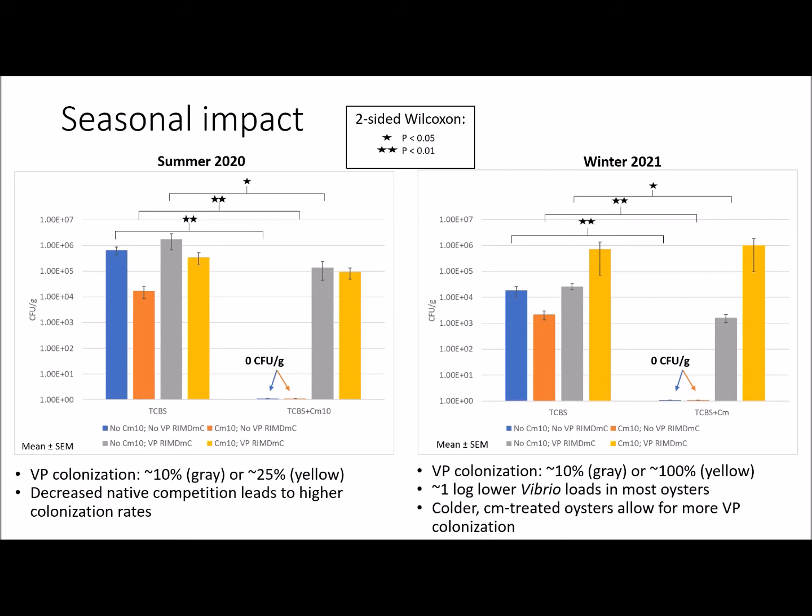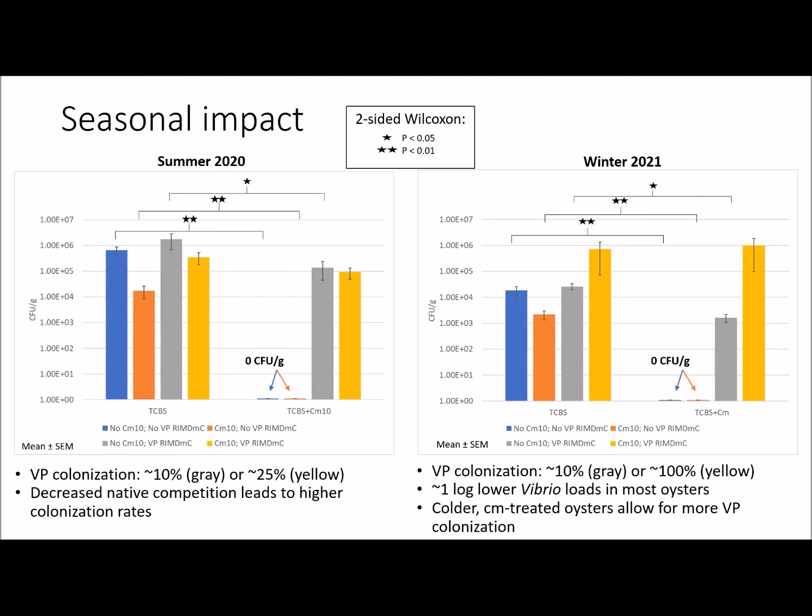Looking at just our strain of VP, you see it on the right-hand side of this graph. The treatment C is still making about 10% of the total Vibrio microbiome. However, in treatment D, the total population of Vibrios within this system is our Vibrio strain, the VP RIMD MC.